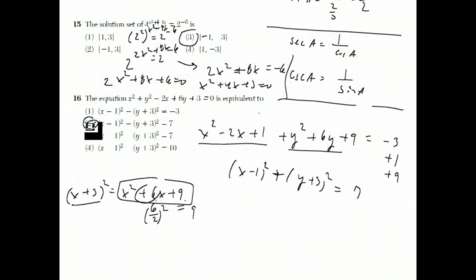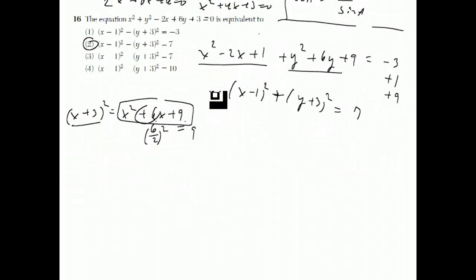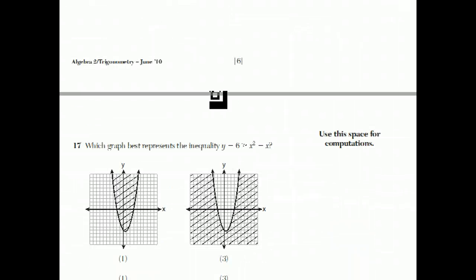But you can do it the shortcut way or the less complicated way by just multiplying out all the 4 choices until you find the one that equals what the question says. Okay, moving on to question 17.